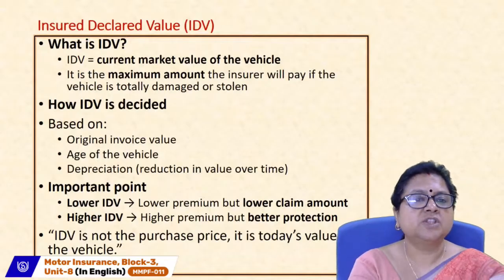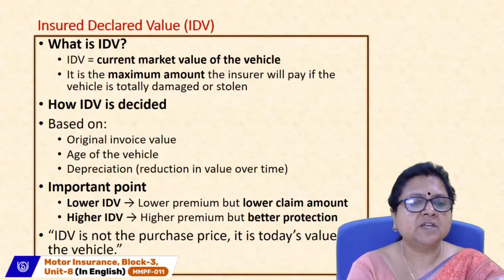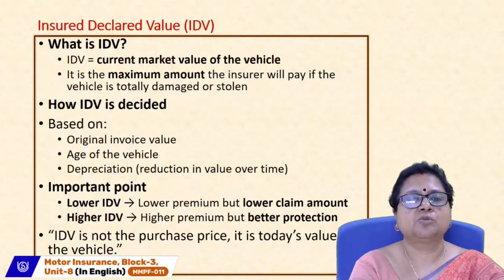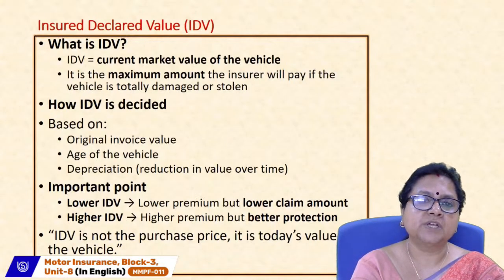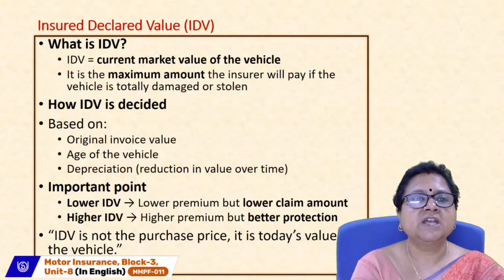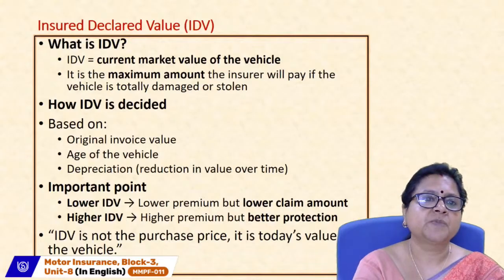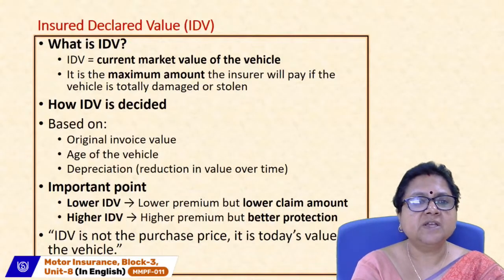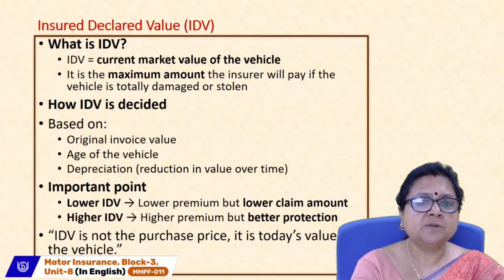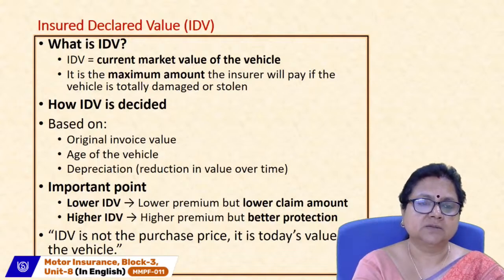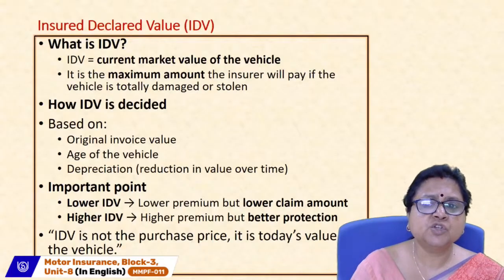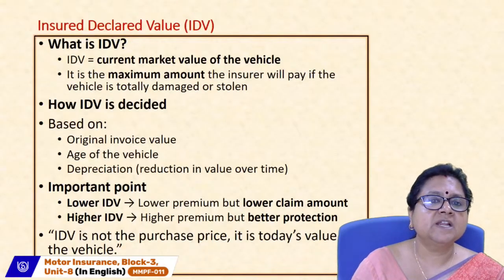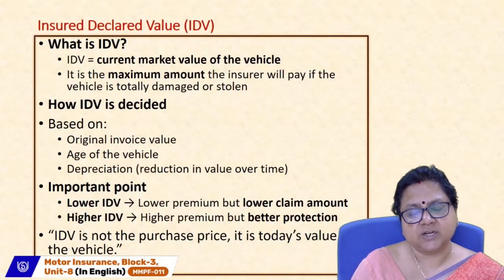Now let us move on to the insured declared value. When we talk about the pricing or premium which is fixed by the motor insurance companies, they need to calculate the insured declared value, IDV. IDV is the current market value of the vehicle. It is the maximum amount the insurer will pay if the vehicle is totally damaged or stolen.